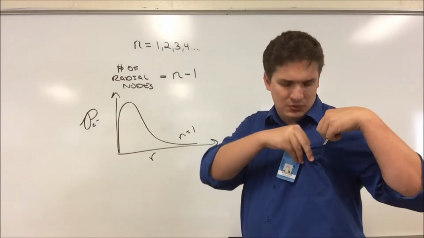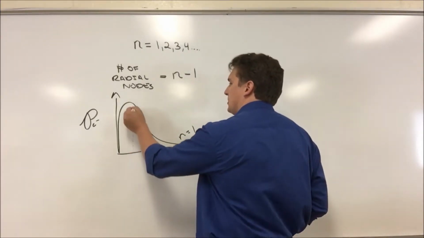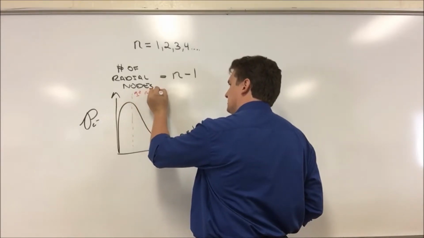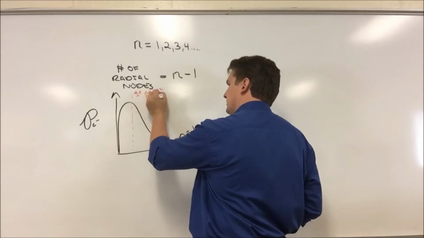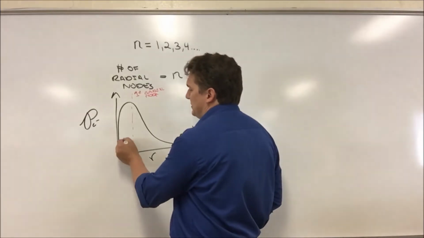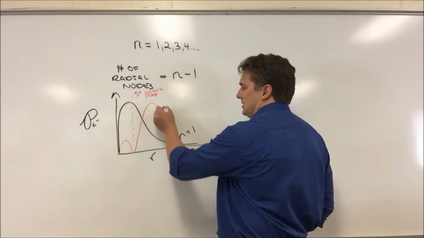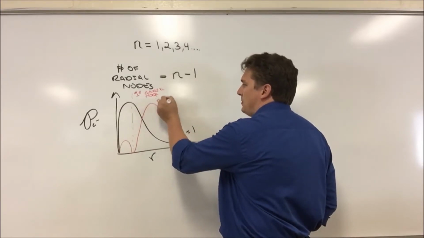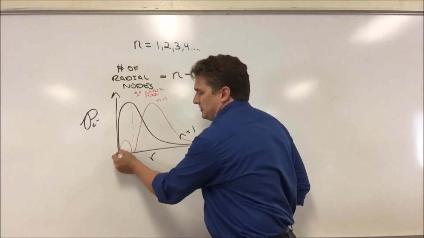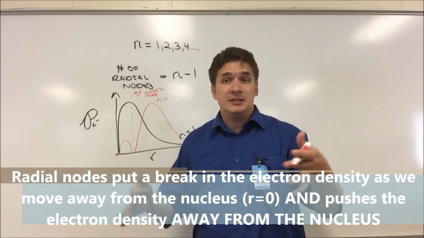If we have n equals 2, we have 1 radial node. We're just going to arbitrarily draw it here. This will be our first radial node. And what happens is, beneath this radial node, close to the nucleus, there is some electron density, but there's not very much. Most of our electron density is actually beyond the radial node. And what we see is that when we put our radial node in, it actually pushes the electron density further away from the nucleus. Our nucleus is down here at 0 radius. And because we're pushing the electron further away from the nucleus, we're raising the energy.